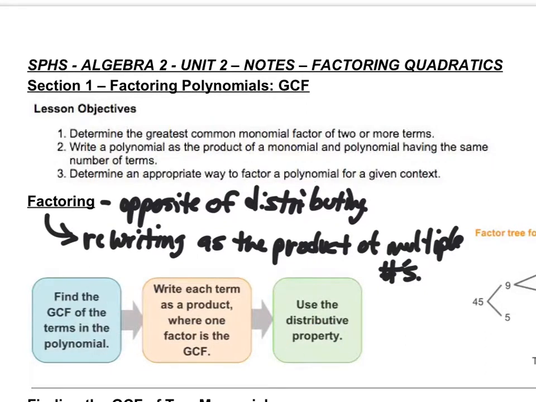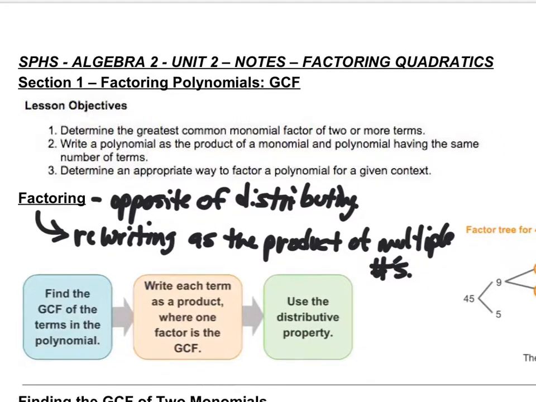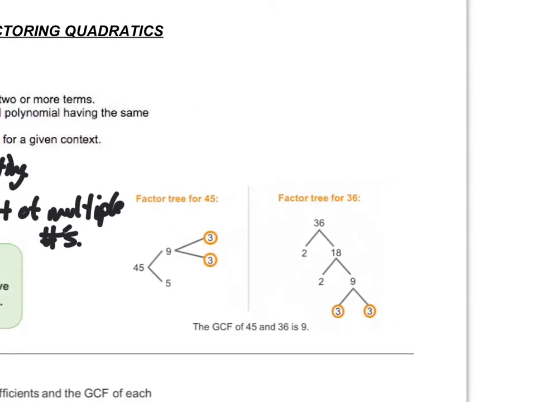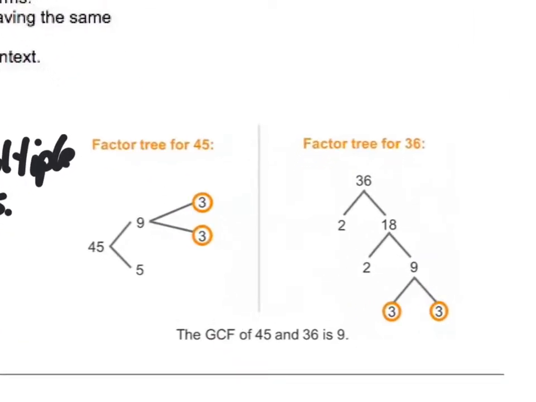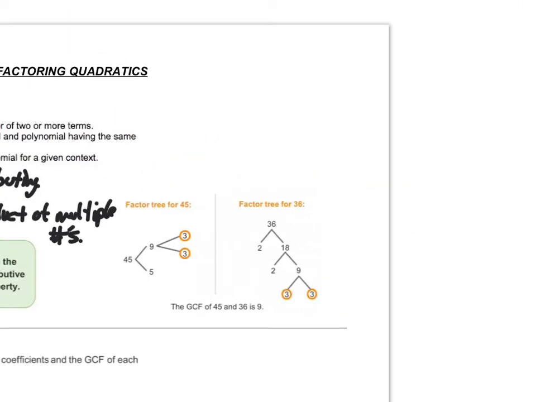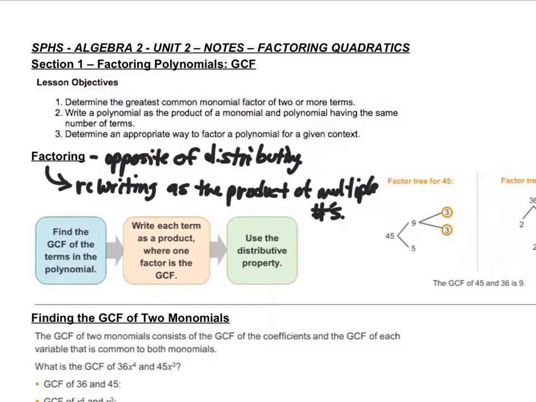We have this little thing here that kind of tells us about factoring, and it says, find the greatest common factor of the terms in a polynomial, write each term as a product where one factor is the greatest common factor, and then use the distributive property. So before we do anything, we do want to talk about factor trees and finding the greatest common factor of two numbers. Remember that factoring is the opposite of distributing. So we want to rewrite as a product of multiple numbers.